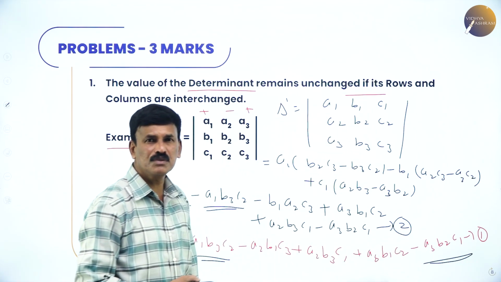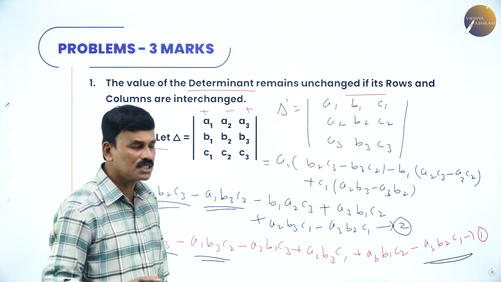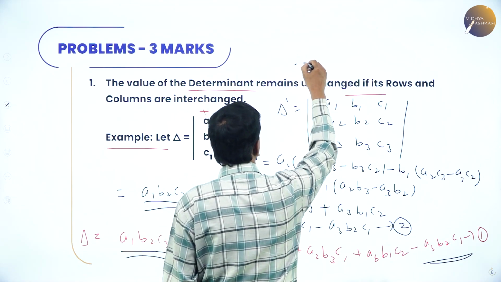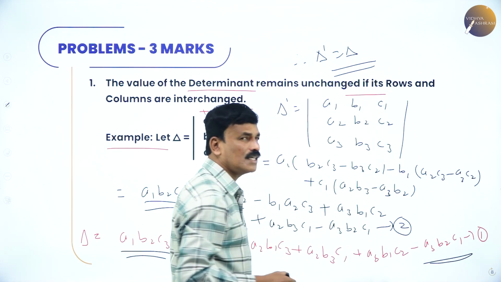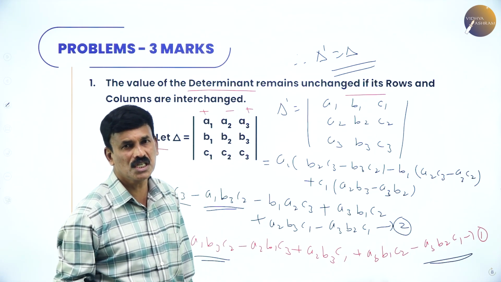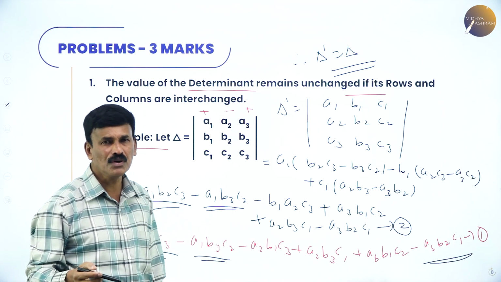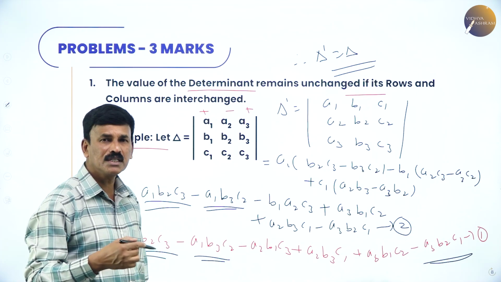So, what do you say from these two? From 1 and 2 we can say that LHS is equal to RHS. Therefore, from 1 and 2, delta dash is equal to delta. The value of a determinant will remain the same whenever its rows and columns are interchanged. Very important property. Okay, followed. So, just expand first, then interchange the rows to columns and expand.